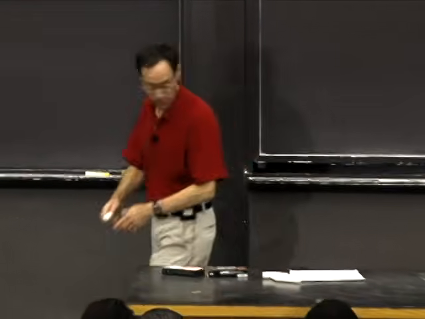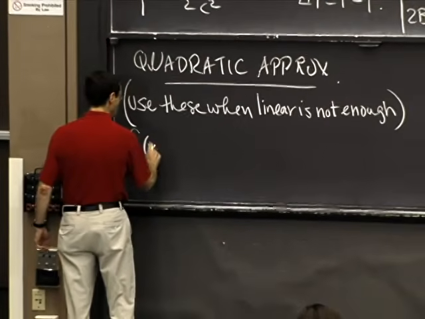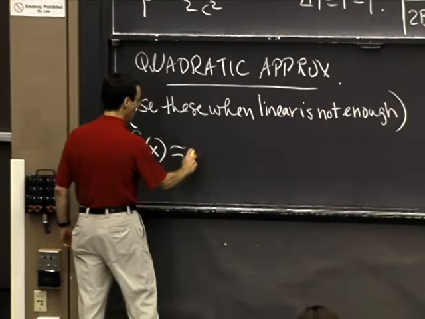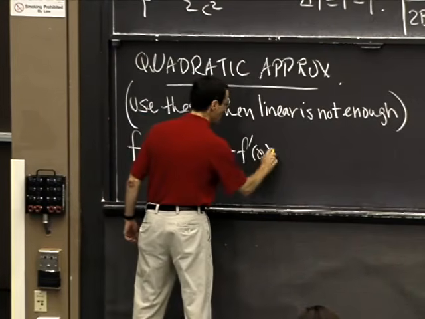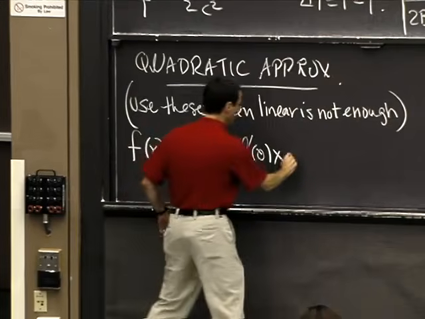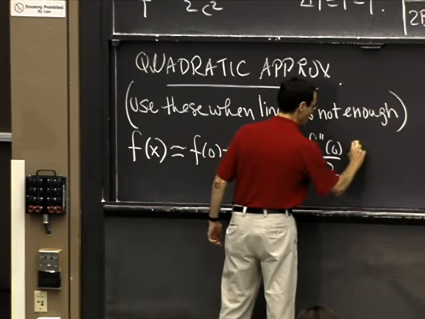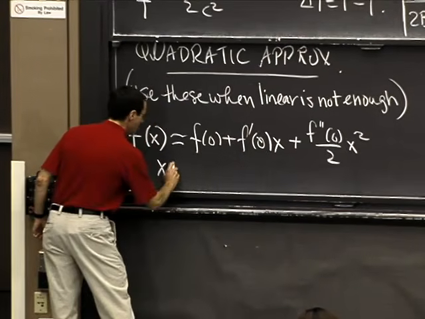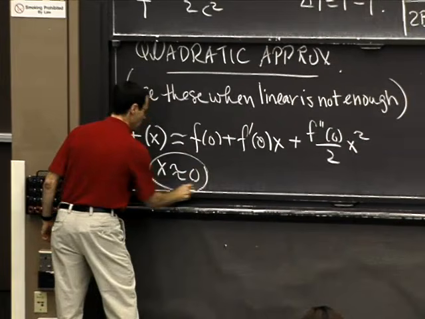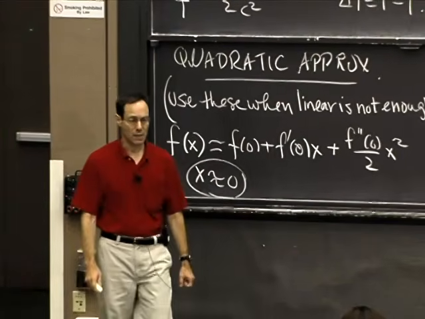All right, so the basic formula here, and I'm going to take the base point to be 0, is that f of x is approximately f of 0 plus f prime of 0 times x. That's the linear part, plus this extra term, which is f double prime of 0 divided by 2, times x squared. And this is supposed to work for x near 0. So I've chosen the base point as simply as possible.